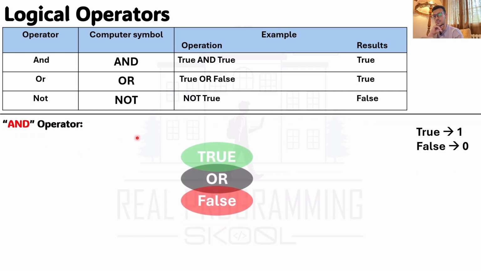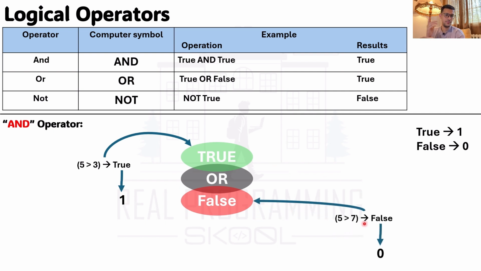Let's start with the and operator, all right? And let's represent true in computer as 1 and false as 0. So 5 greater than 3 is true, so it gives me 1. 5 greater than 7 is false, so it gives me 0. 5 greater than 3 and 5 greater than 7. 5 greater than 3 is true, it gives me true as you see here. And we use the and operator now, don't forget.